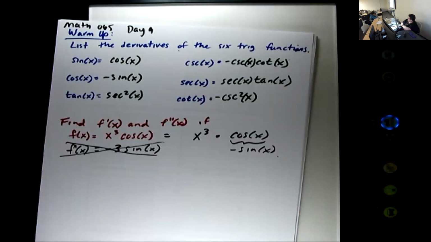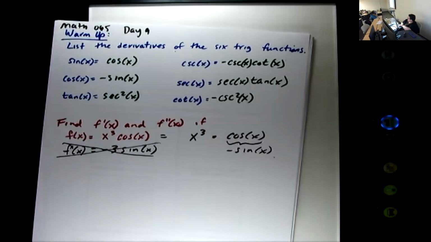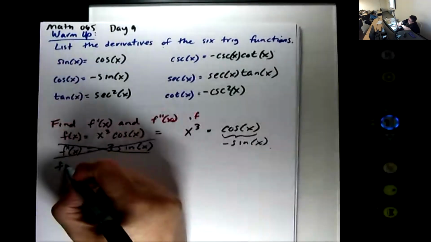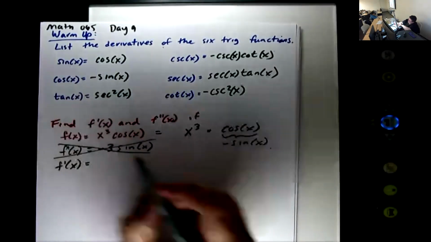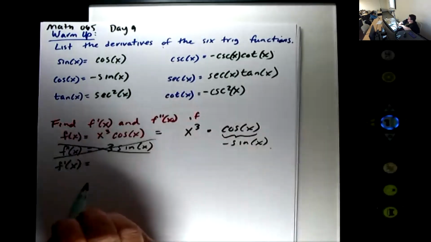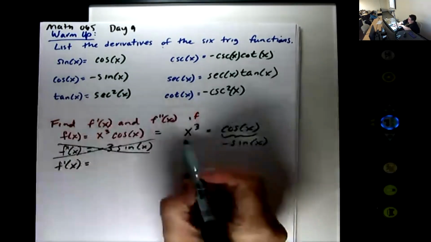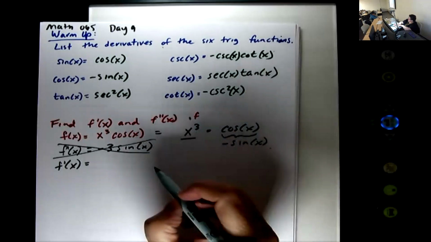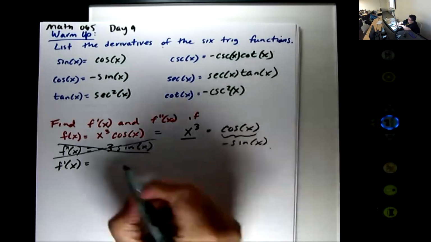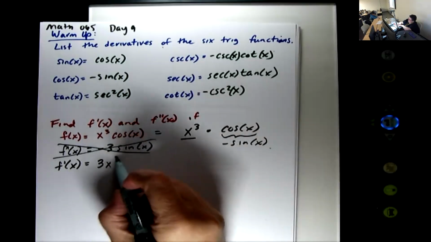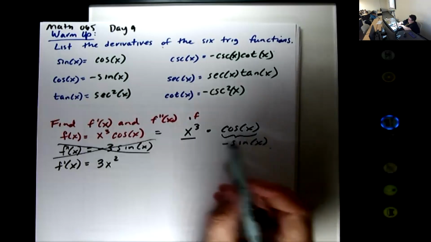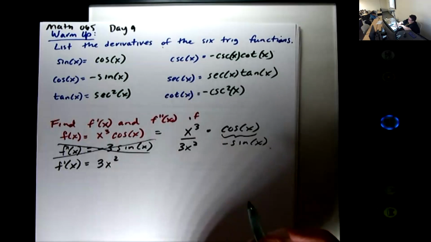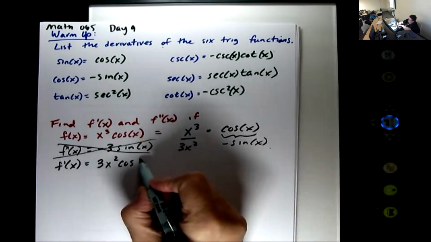Maybe. Sure. So it'd be 3 times cosine plus negative sine of x times. It's not 3 times cosine. You're missing something on this. You're going too fast. I am. Yeah. The power comes down and the power drops by one. That's 3x squared, because the derivative of that one's 3x squared. So 3x squared cosine x.